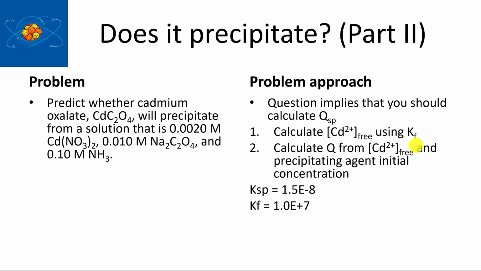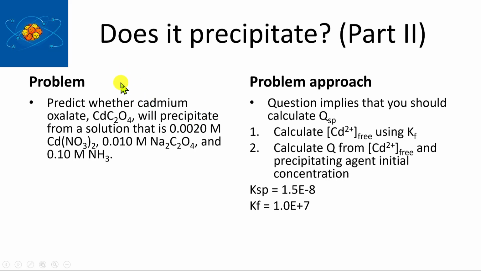So here's the problem that we'll be working on. It says predict whether cadmium oxalate will precipitate from a solution that is 0.0020 molar in cadmium nitrate, 0.010 molar cadmium oxalate, and 0.1 molar NH3. All right, so let's break this down and try to identify the different parts of the problem, and then we'll work them out on the next slide.